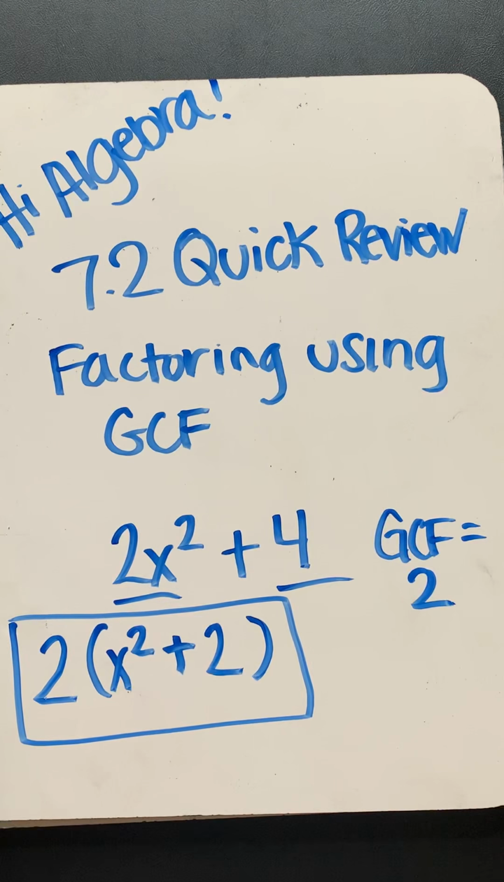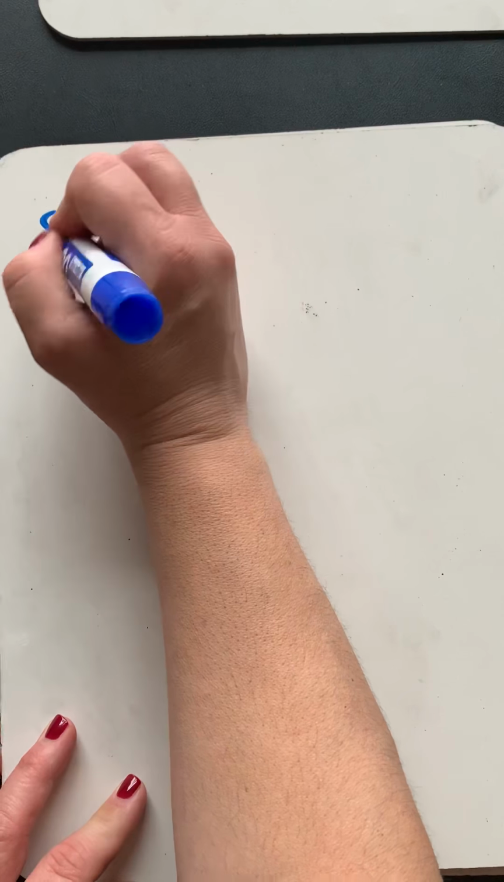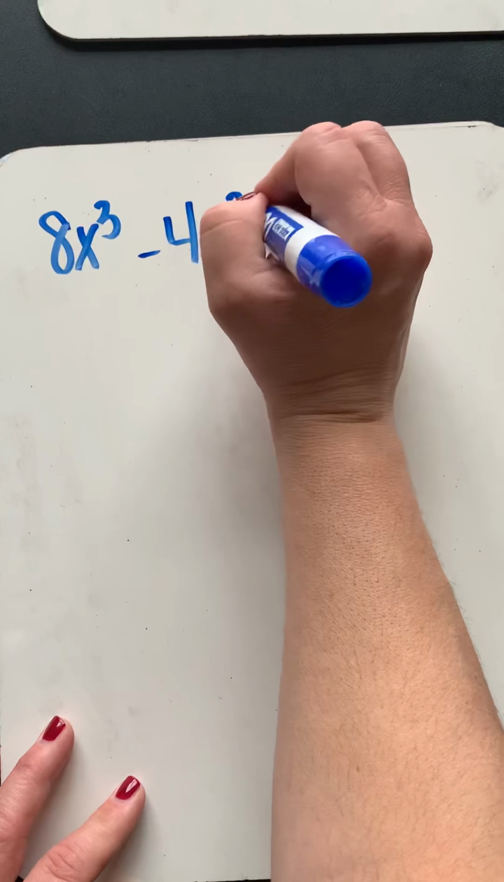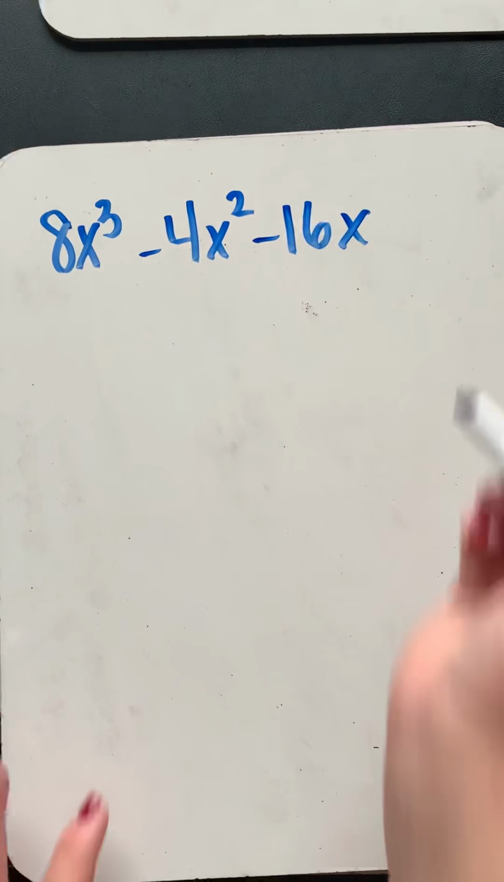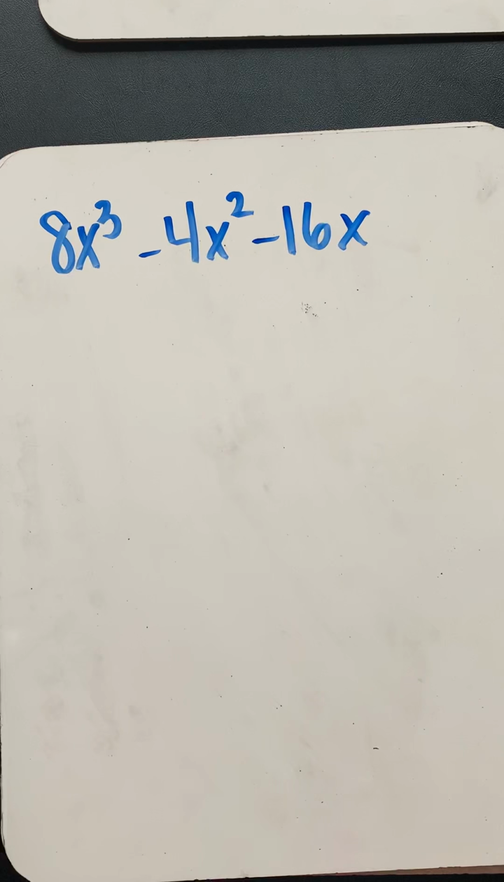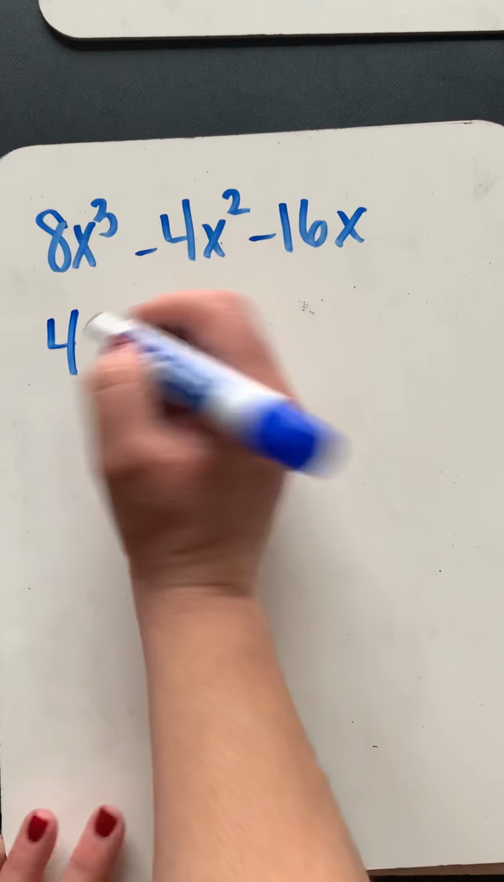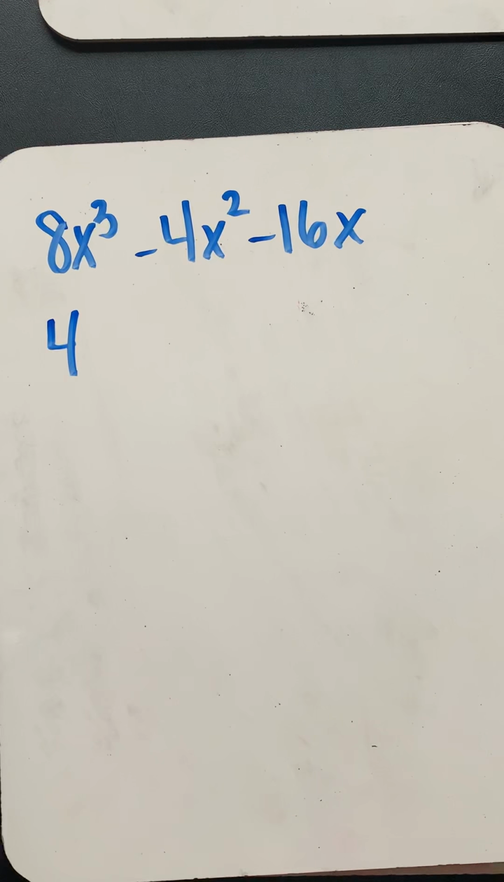Let me find another example we can do together. If I have 8x to the third minus 4x squared minus 16x, I want to factor this. Hopefully something jumps out: those numbers, 8, 4, and 16, are all divisible by 4. Does everybody agree with that? Hopefully the answer is yes.